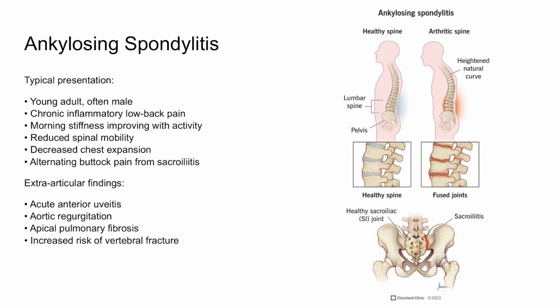Unlike mechanical pain, the morning stiffness improves with activity, and patients may report alternating buttock pain from sacroiliitis. Progressive disease reduces spinal mobility and chest expansion as the axial skeleton becomes increasingly rigid. Important extra-articular manifestations include acute anterior uveitis, aortic regurgitation, and apical pulmonary fibrosis. The inflamed and fused spine is also vulnerable to vertebral fractures.